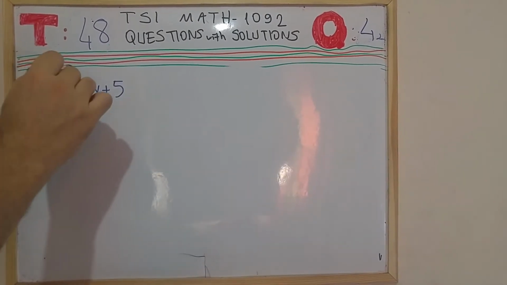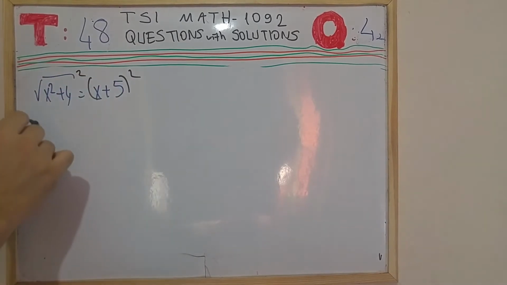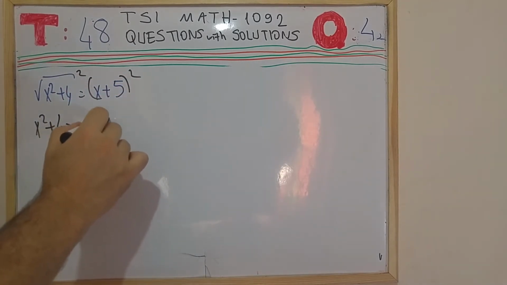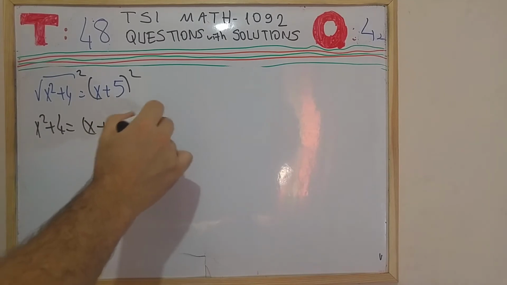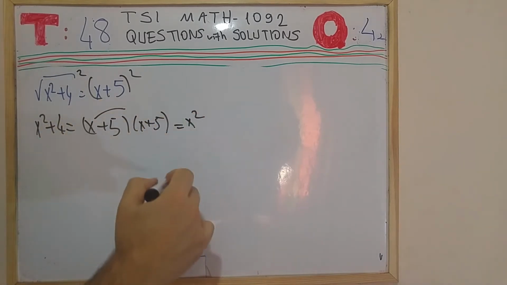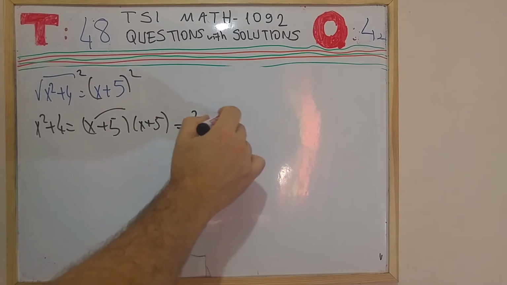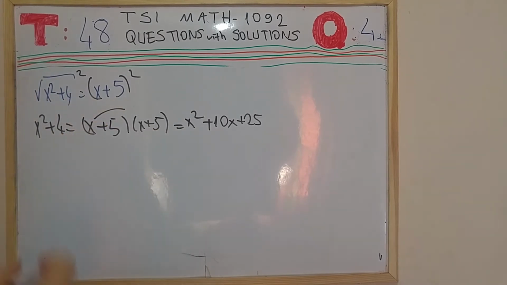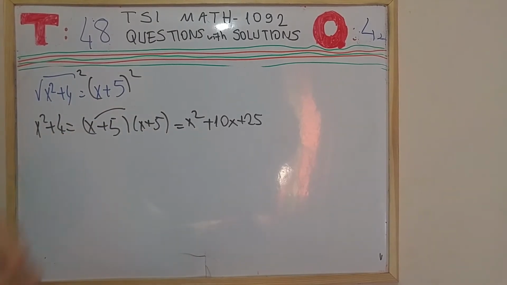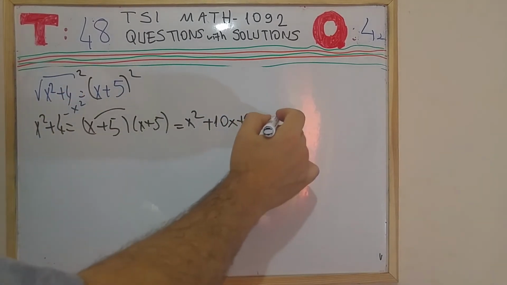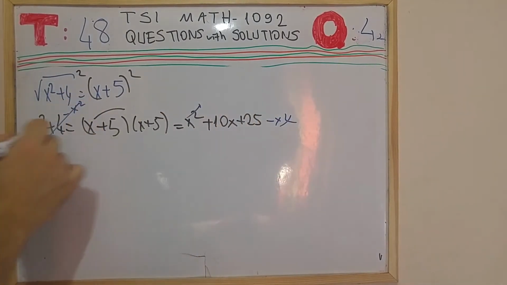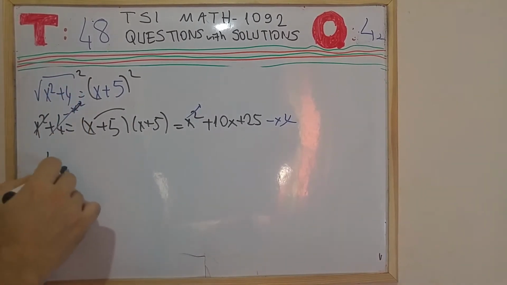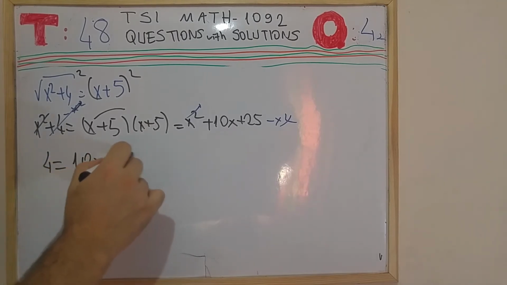Take the square of both sides. So x squared plus 4 is equal to, when I expand this, what I have is x plus 5 times x plus 5, which is equal to x squared plus 10x plus 25. Since these two are equal to each other, let me subtract x squared from each side. So what I have is, sorry, these are gone. 4 is equal to 10x plus 25.